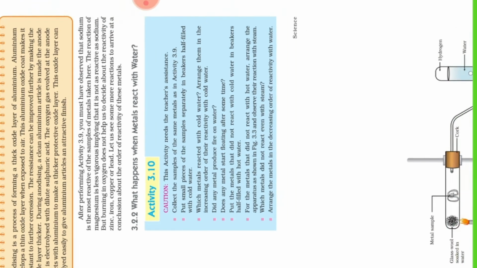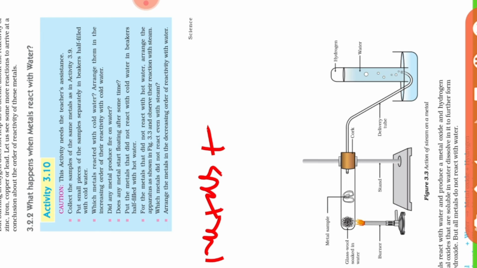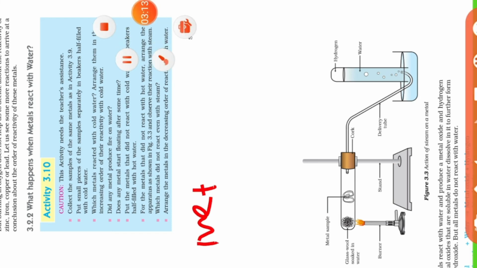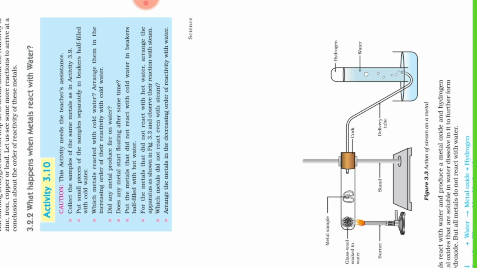Okay students, after that we have activity 3.10. Now they are asking you what happens when metals react with water. Just remember, whenever metals react with water, we usually get metal oxide and hydrogen gas. Metal oxide and hydrogen gas. Clear? Usually. So let's see this activity.